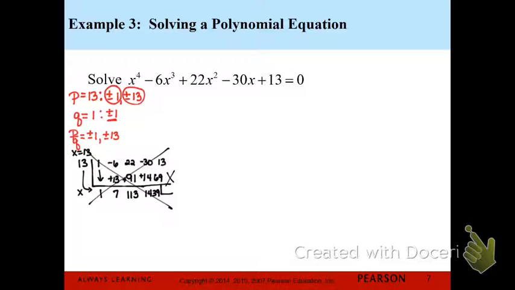So, okay, you want to try 1? Yeah, I'll try. All right, so let's try when x is 1. So my coefficients are going to be the same.